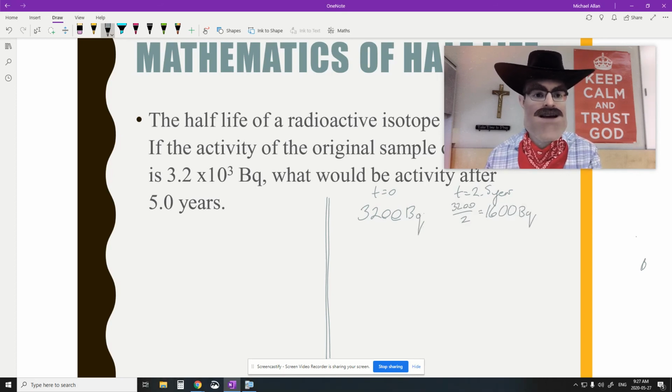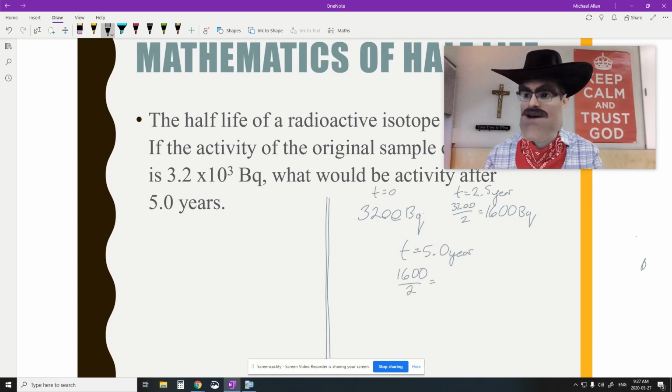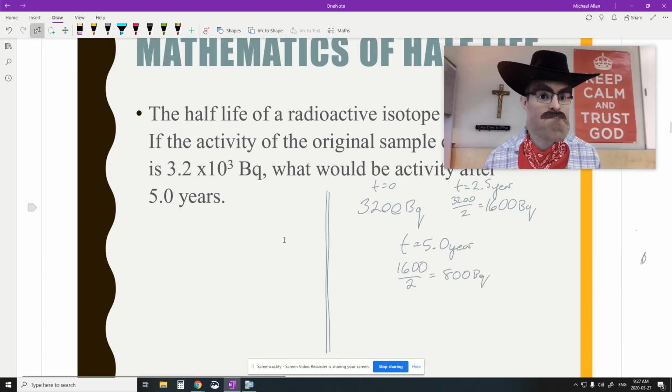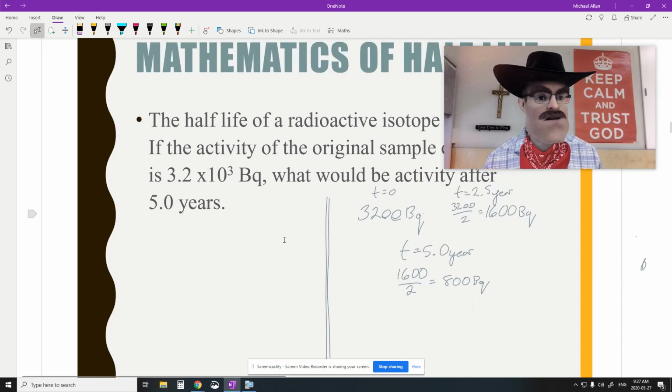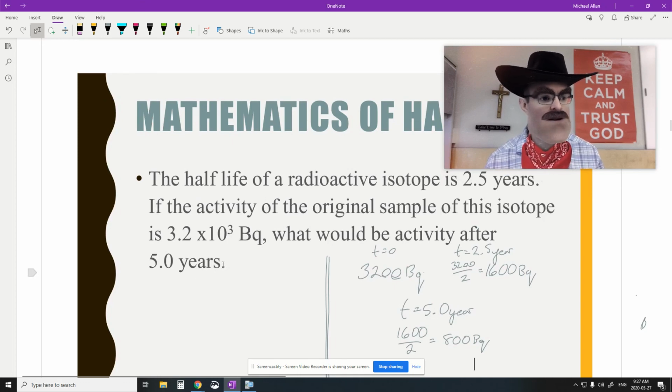Okay, and then after T is equal to 5 years, which is another half-life again, right? So this is another half-life, 2.5 years, 2.5 years. We take the previous number, because it happened to be another half-life, and divide it by 2 again. So we get 800 becquerels. Cool. Not bad. Okay. So that's just the brute force way. And it just happened to work out nicely because the 5 is a multiple of 2.5.